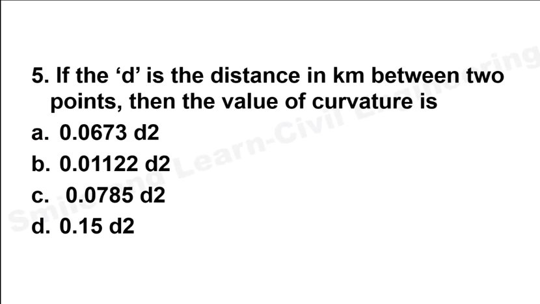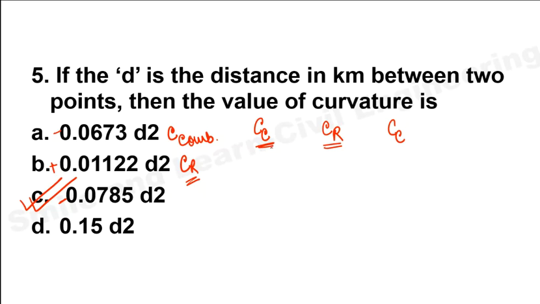Next question. If D is the distance in kilometer between these 2 points, the value of curvature correction, CC. So there are three types of corrections: curvature correction, refraction correction, and combined correction. So we all know that curvature correction is 0.0785 d square, and this is our combined correction. This is the combined one, and this is the refraction correction. So this is positive and this is negative, also this is negative. So you need to remember this thing.